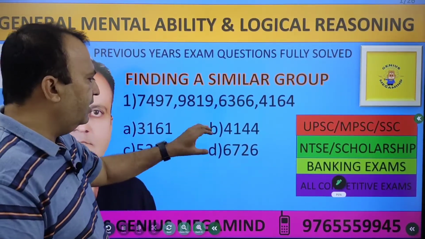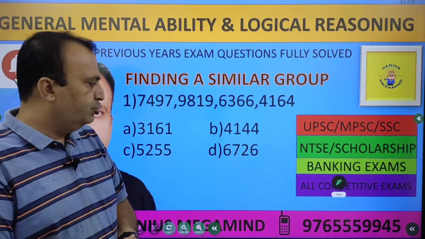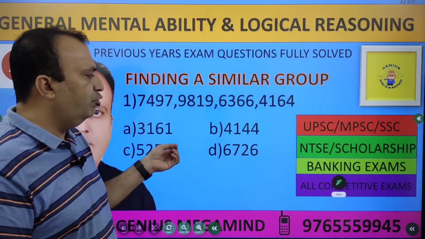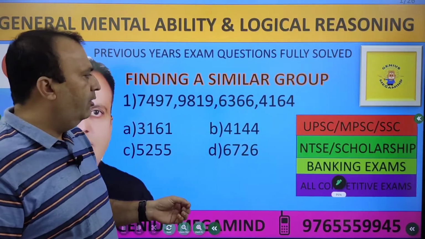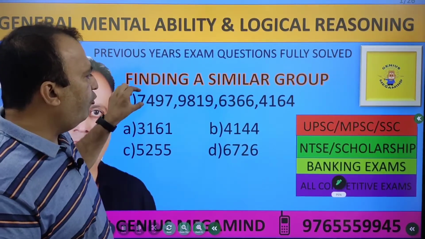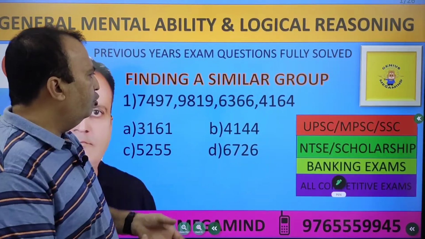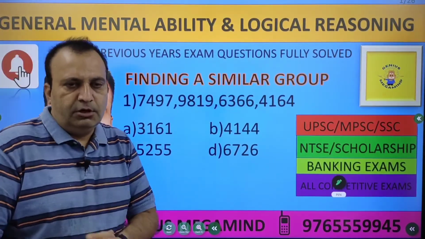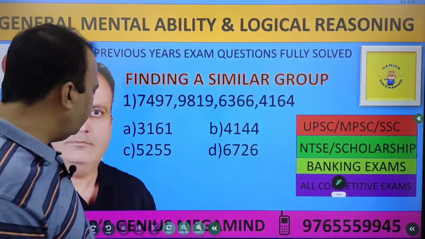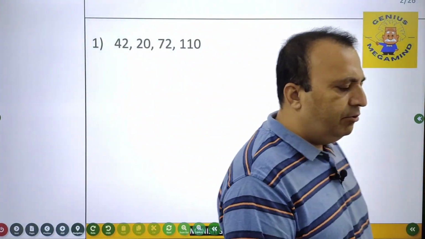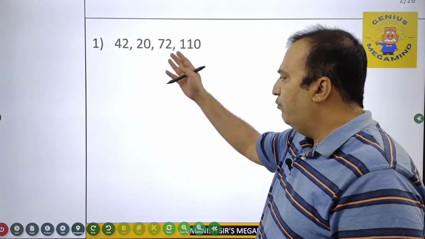And over here there are 4 options which are given. So one of the options is going to fit the group, means it is going to follow the same rule which has been used to form these particular 4 numbers, and we are here to find out the similar group. So without wasting our time, let's start with the very first question. Now the very first question, my friends, you can see on your screens.